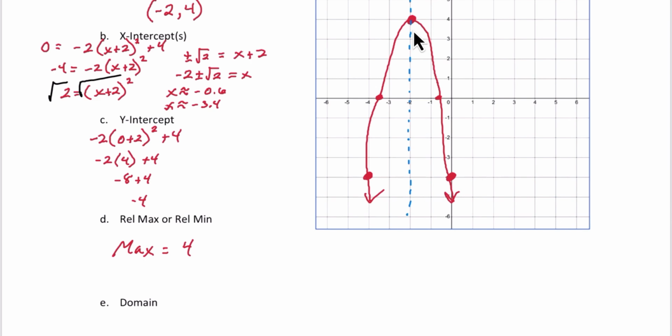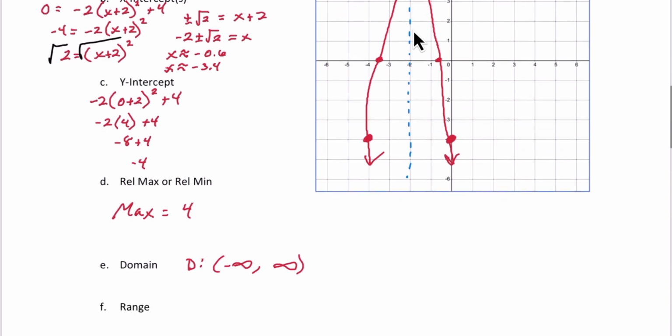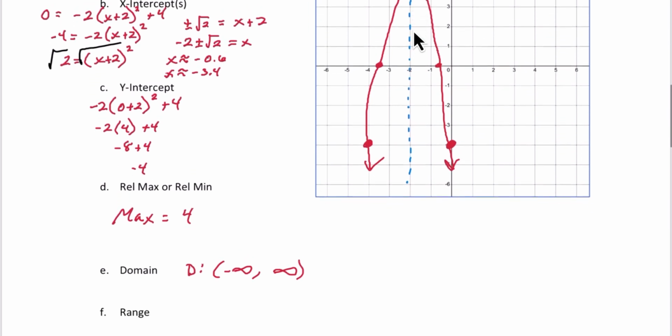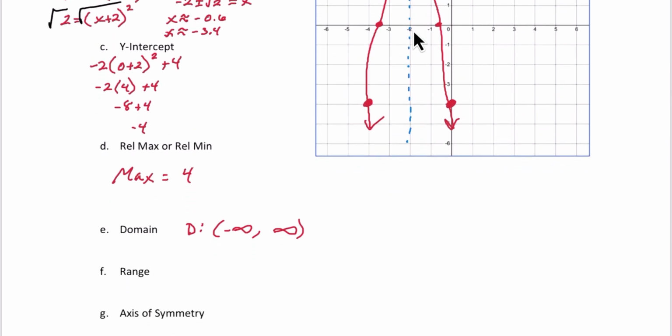The domain is negative to positive infinity. The range, again, if we look at that vertex, the range is negative infinity up to 4, including the 4. And the axis of symmetry, which we drew earlier, that vertical line, is x equals negative 2.